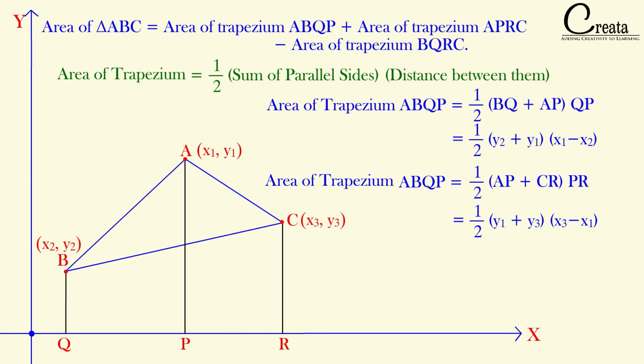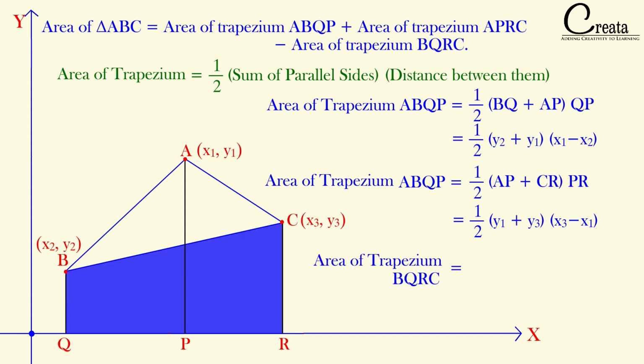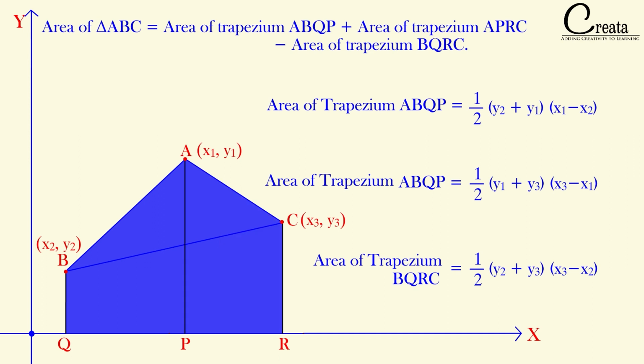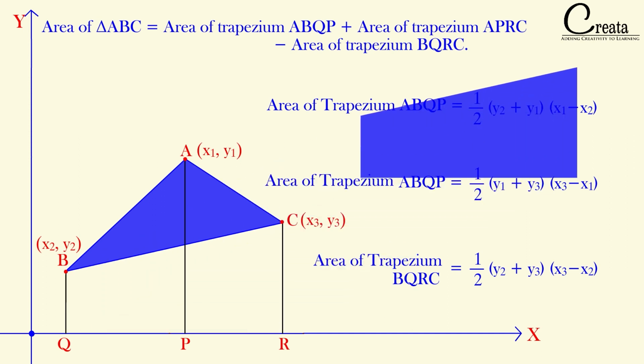Moving further to our next trapezium, that is BQRC. Here the formula of this trapezium will be equal to half into BQ plus CR, that is these two parallel sides, into QR, which will be equal to half into y2 plus y3 into x3 minus x2. So basically we got the area of all these three trapeziums. Now we can find the area of the triangle, which will be equal to the addition of these two trapeziums minus the area of this trapezium.